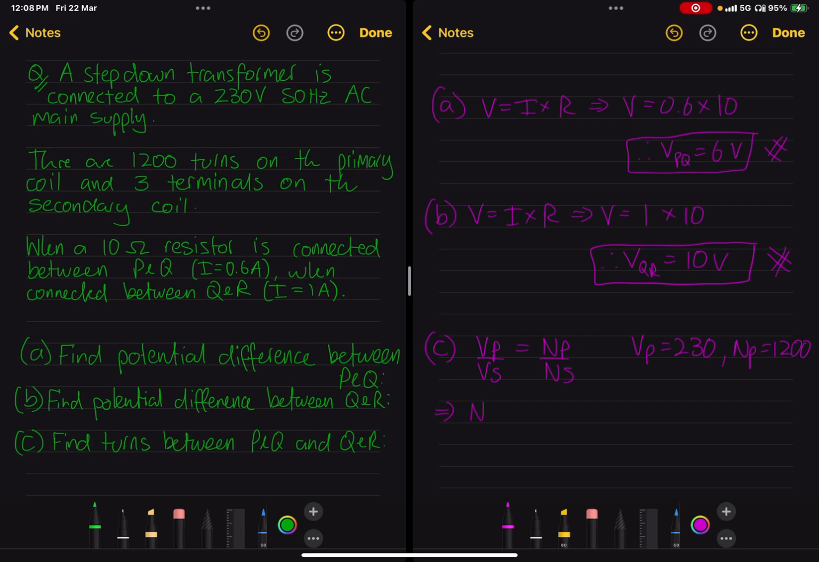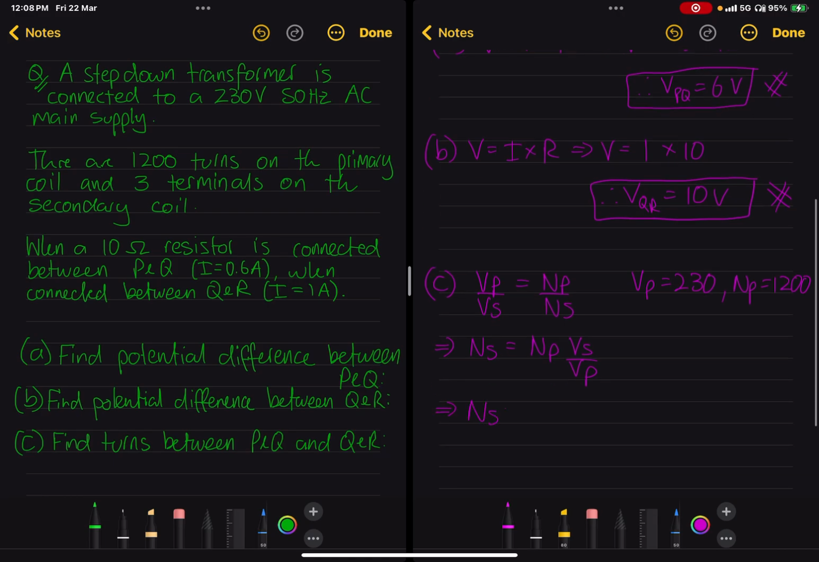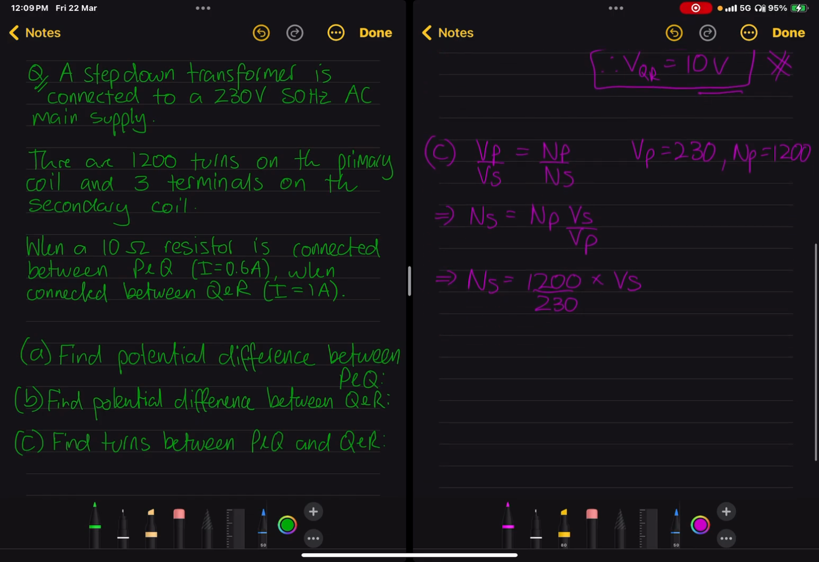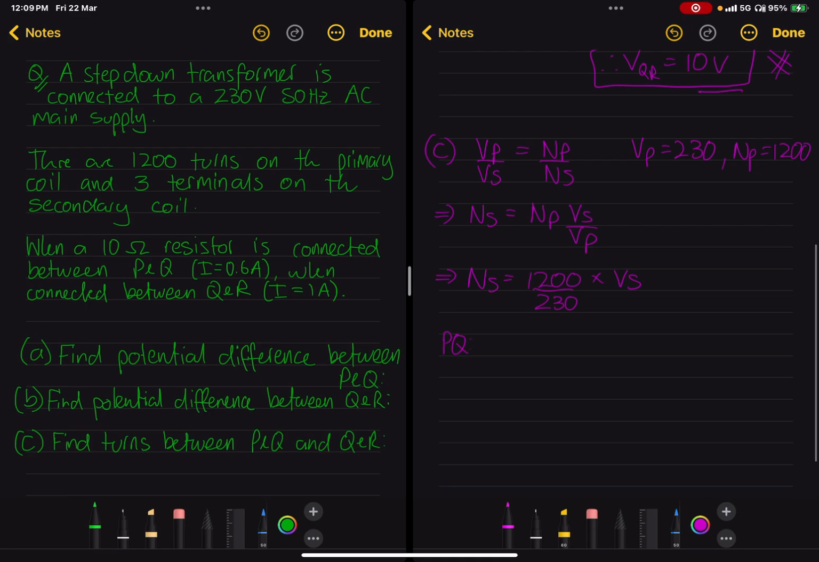So if we rearrange this, we get number of turns secondary is equal to number of turns primary times voltage secondary on voltage primary. We know 2 of these numbers. So the number of turns on the secondary side is 1200 on 230 multiplied by the secondary voltage. Now we have to evaluate this twice, once for the connection between P and Q, once for the connection between Q and R. So for the PQ connection, the number of turns between P and Q is going to be 1200 on 230 times 6.